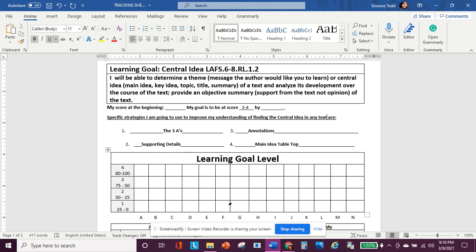I don't care which one it is, but they have to show me that they're using a strategy, because that's how we practice and that's how we deepen our connection to the learning. And that's how it moves from a strategy to a skill. So the 3A's strategy is one, annotating is another, finding the major supporting details, and then using the main idea tabletop. I just need to know that the students know them, and then I need to see them utilizing it.